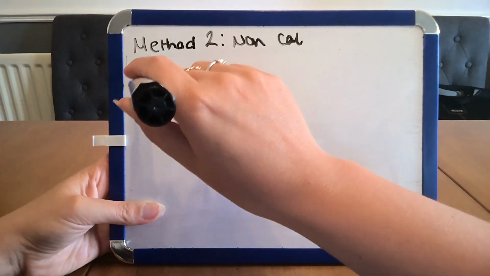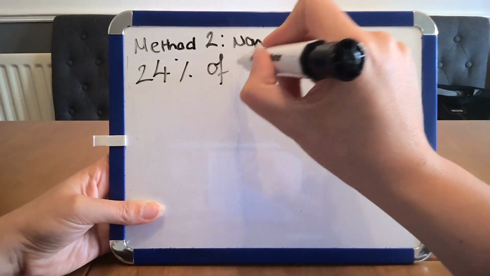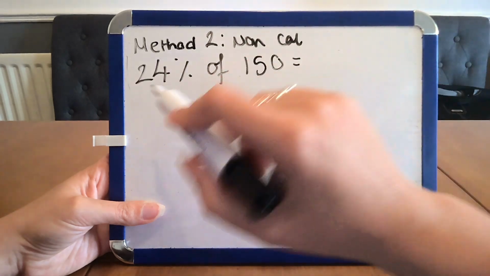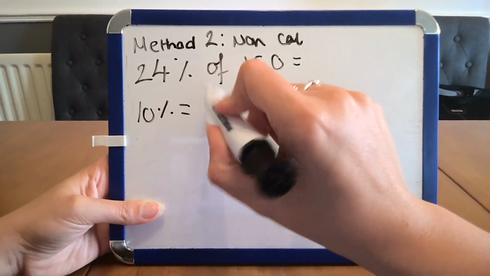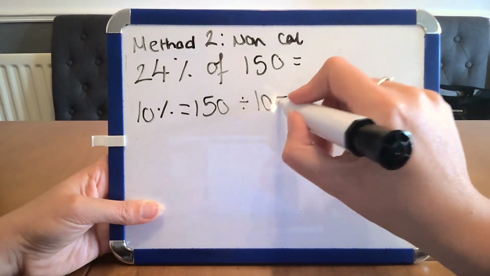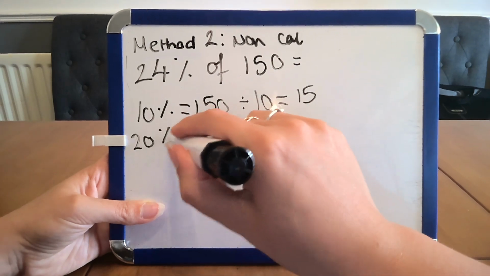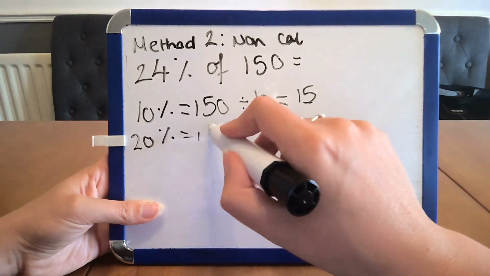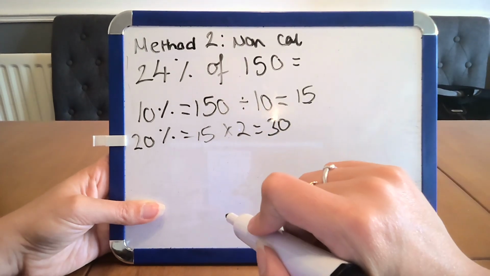If we then have a question, for example, of 24% of 150, I will split this up again. So I would first of all be working out 10%, which we do by doing 150 divided by 10. In the same way, trying to get to 20% from 10%, you multiply it by 2, so we need to do the same thing to the answer. So we do 15 times 2 equals 30.